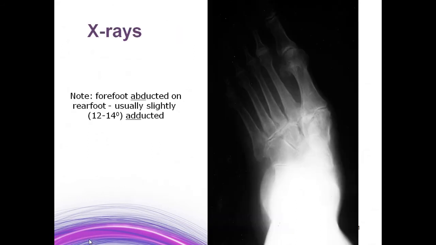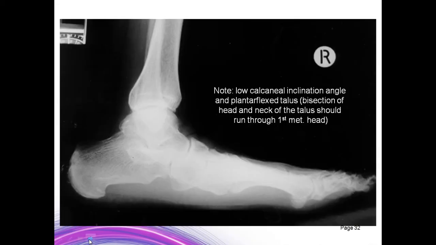So here we have some radiographs of a person with the condition in question, and as we can see, the forefoot is abducted on the rear foot. Here we are now looking at the talar inclination angle, and that is extremely low. Typically, if you bisect the talus, it should pass through the first metatarsal head.